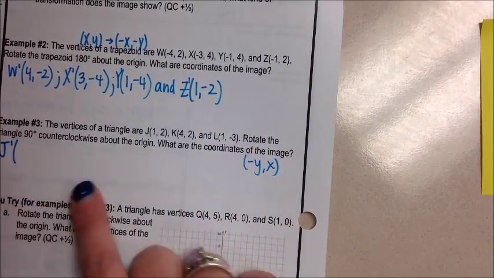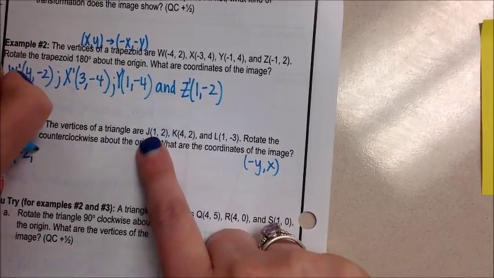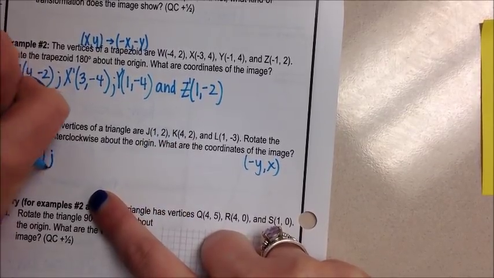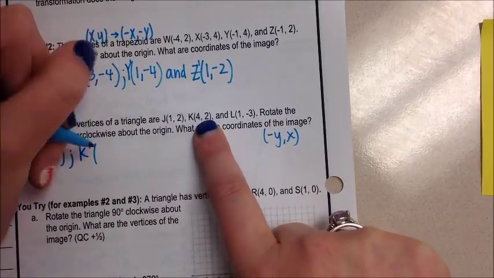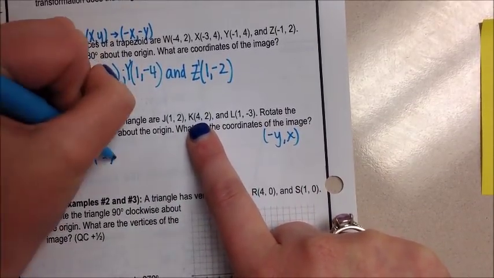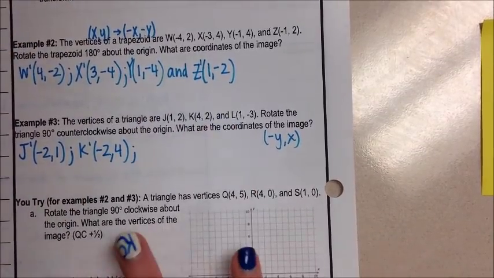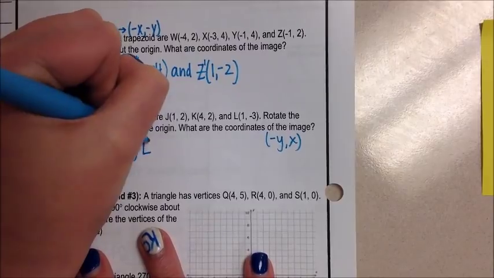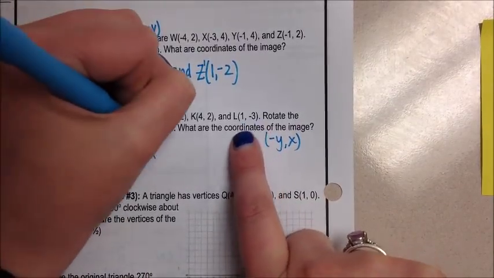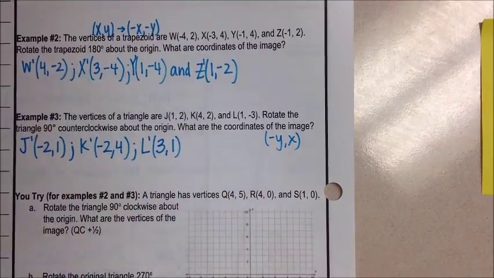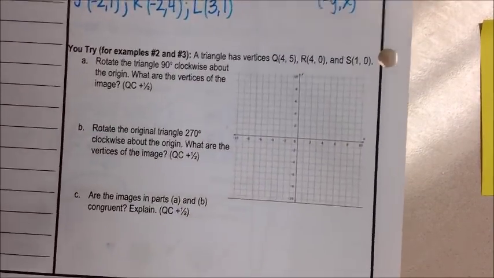Okay, so j prime, so the opposite of y is negative 2, and then I have my x value. Okay, the opposite of 2 is still negative 2, and then I keep the x value the same. Well, it becomes the y value. And then L prime is the opposite of negative 3 is 3, and then the 1 stays the same. Okay? Okay, go ahead and do the U try.